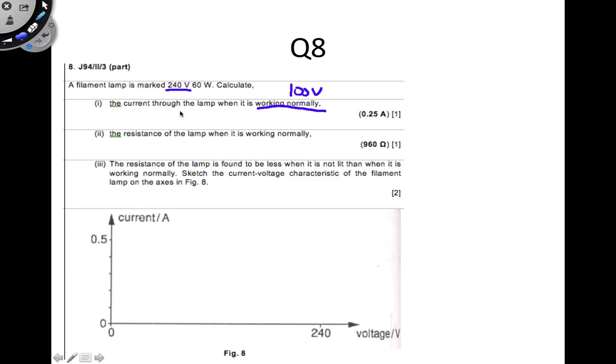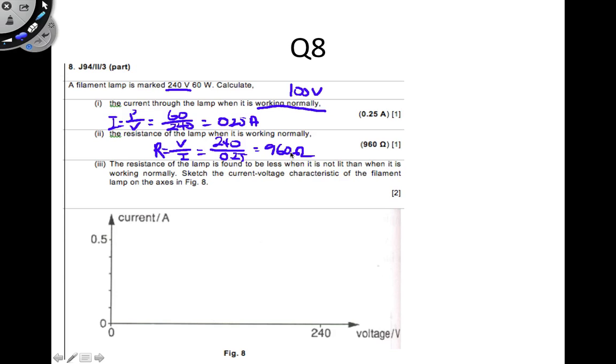Current through the lamp when it's working normally. This is just I equals P over V. So this is 60 over 240. I get 0.25 amperes. Resistance of the lamp when it's working normally: R equals V over I. So V is 240, current is 0.25, and I get 960 ohms.